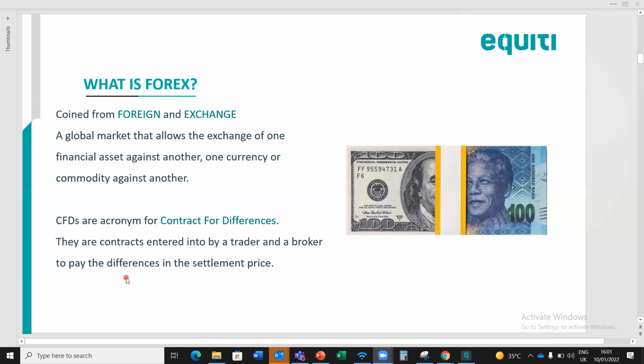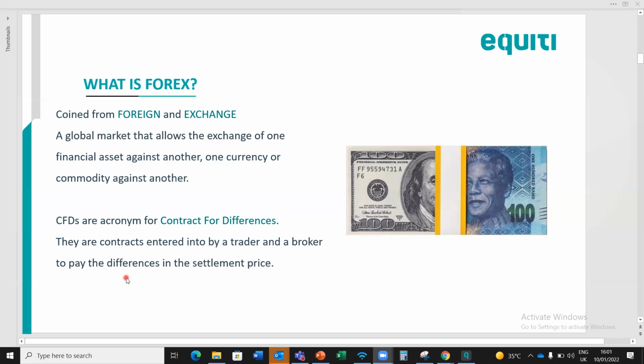CFDs are a set of contracts entered into by a trader and a broker. It simply means that once you sign up an account to start trading the forex market, you enter into a contract which we call a CFD, contract for differences. As the name implies, it is a contract to pay the differences in the settlement prices.